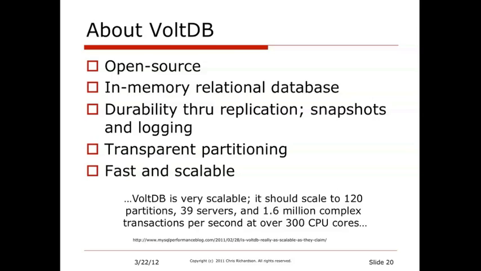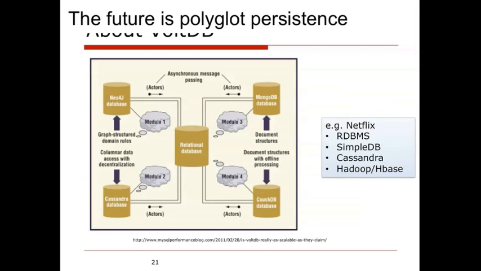And folks have done experiments where they had VoltDB running on 39 servers, 300 cores, and they got incredible throughput. So it definitely does scale. But as you're going to see, even though it's a relational database, it's quite different from what we're used to. For instance, there's no JDBC.